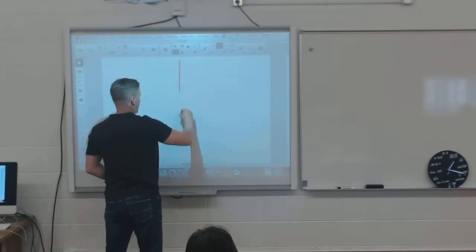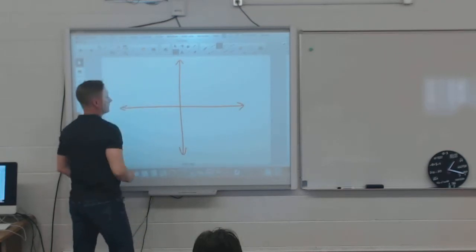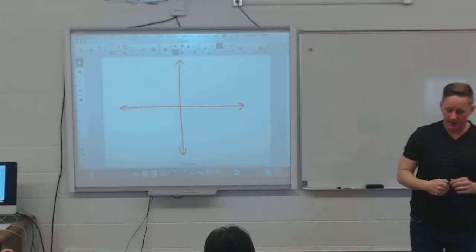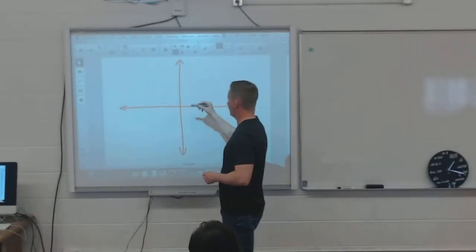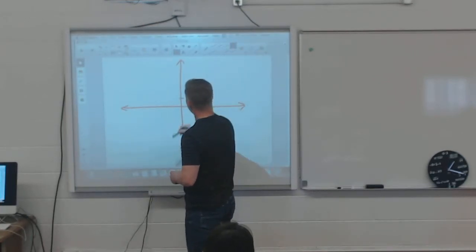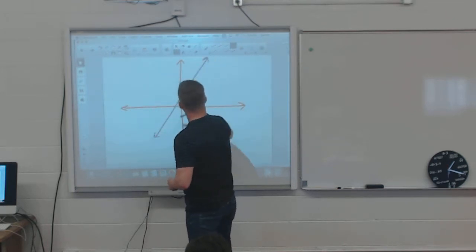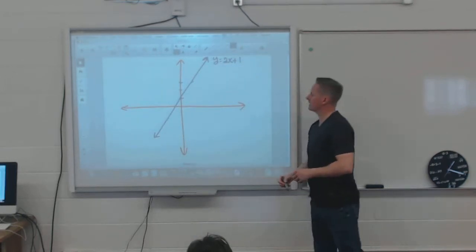Okay. Next one. Example 2. y equals 2x plus 1. y equals 2x plus 1. What is my y-intercept? 1. So right there. Okay? And where do I go from 1? 2 up, 1 right. Here, there's the equation y equals 2x plus 1. It's the first thing that I put in there.